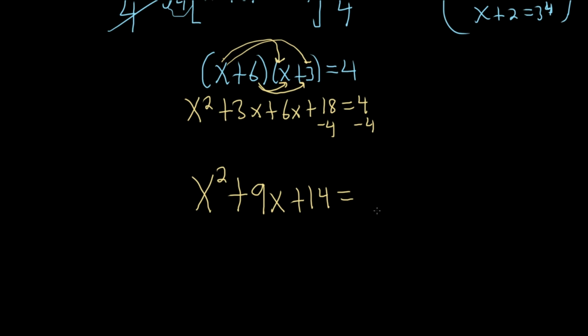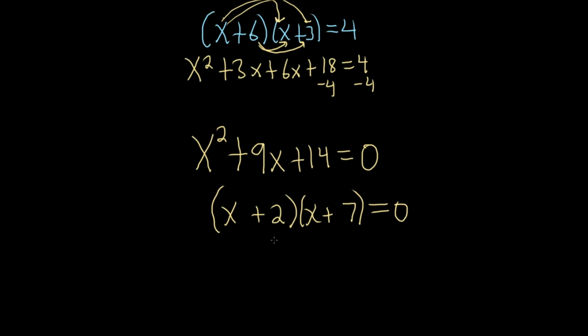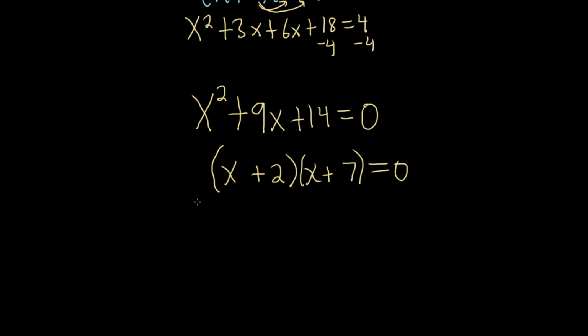Whoops, I erased my 0. So let's see, x squared plus 9x plus 14 is equal to 0. So what multiplies to 14? Well, 2 and 7. And those add to 9. Pretty easy. So we just need a 2 and a 7. So we set each piece equal to 0. So x plus 2 equals 0, and x plus 7 equals 0. Subtract 2, so you get negative 2. And subtract 7, so you get negative 7. So these aren't the answers.